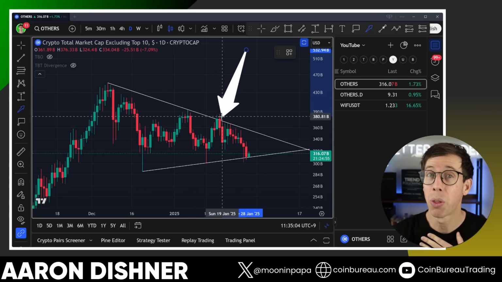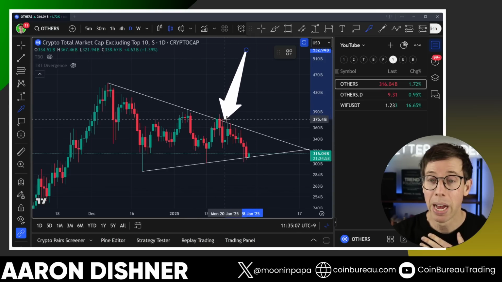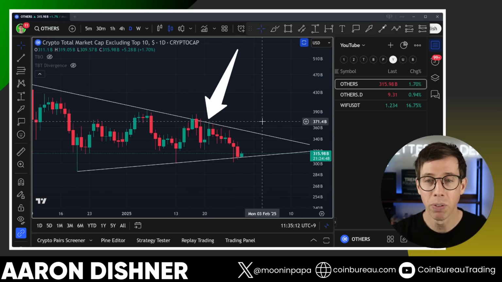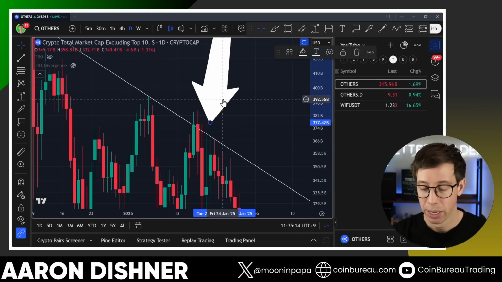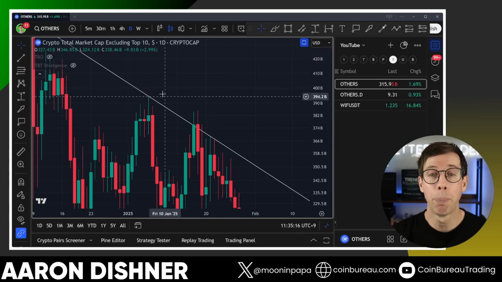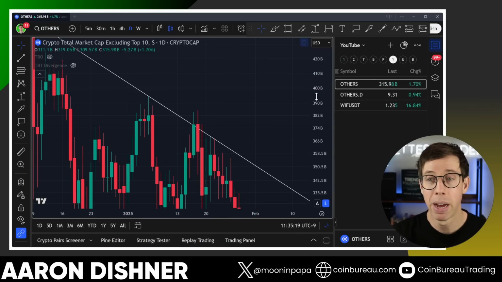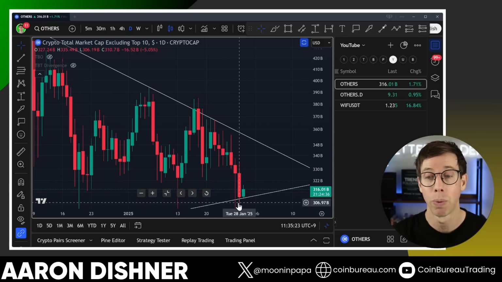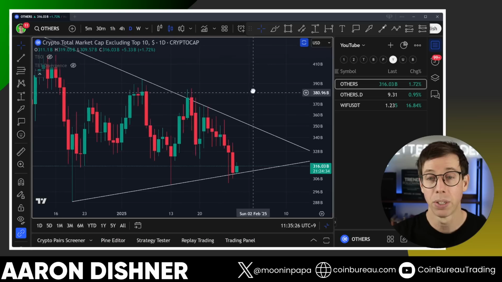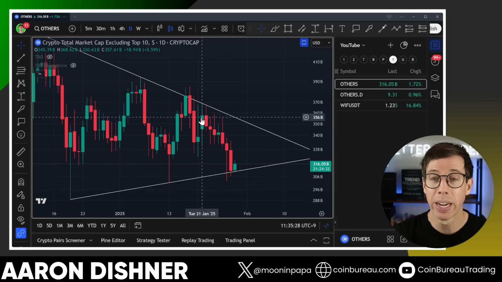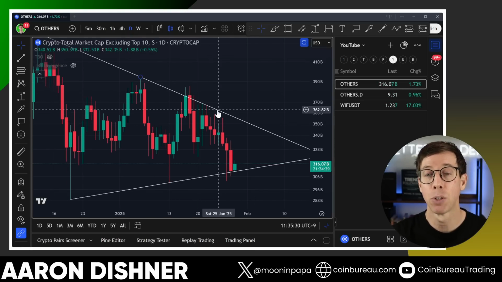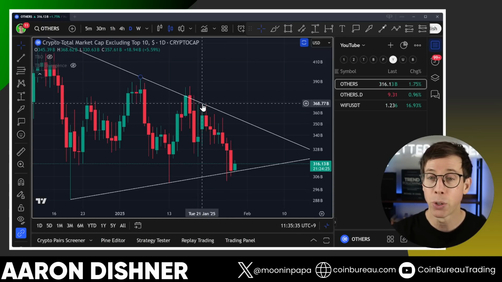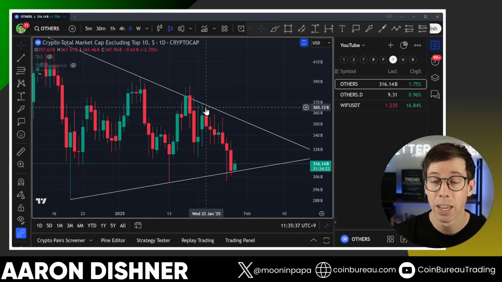We have 1, 2, 3 pierces, and we have 1, 2 tests. That's almost a test right there. So to refresh your memory, a pierce is when the price shoots above a line of support or resistance. It doesn't matter, a pierce can go in either way, but it's when the price action goes above and beyond, or rather below, support or resistance. A test is when the price respects that line of support or resistance. So for example, this is a perfect test right here on January 21st. Here's another perfect test right here.